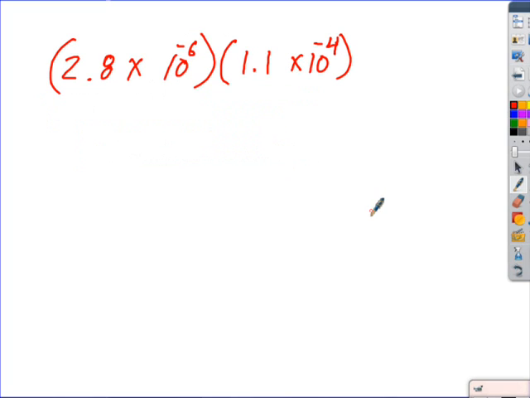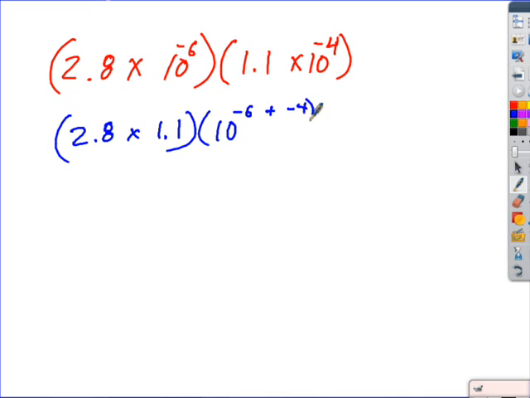Now, what if there's negative exponents? Nothing changes. Everything stays the same. You do the exact same steps. So right now, if you want to try that, you can. You can pause me and start me, but let's say if we do this, it'll be 2.8 times 1.1. All that multiplied times 10 to the negative 6 plus negative 4. I'm going to put parentheses around the negative 4 to show that, hey, this is not plus minus 4, this is plus a negative 4. You can put parentheses around the other one.